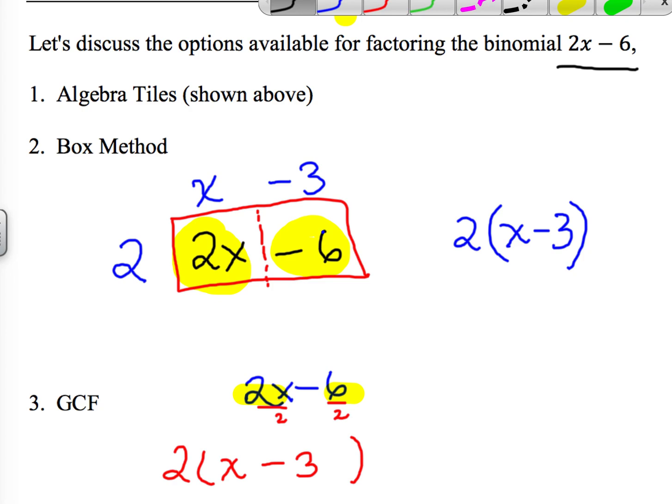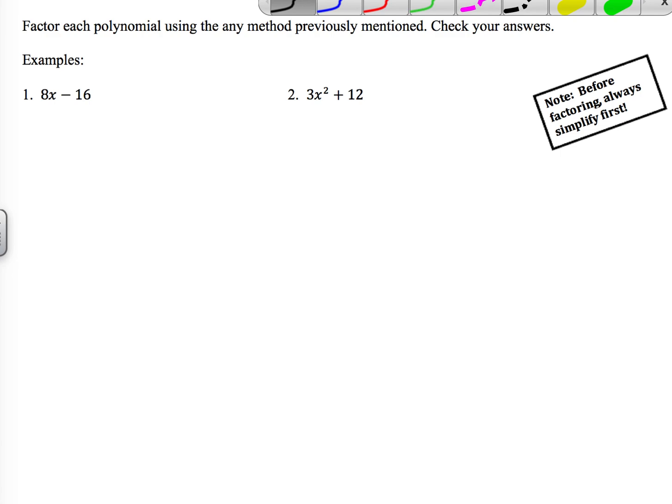I want you to press pause right now and go ahead and try the next page on your own, and we will come back with answers.